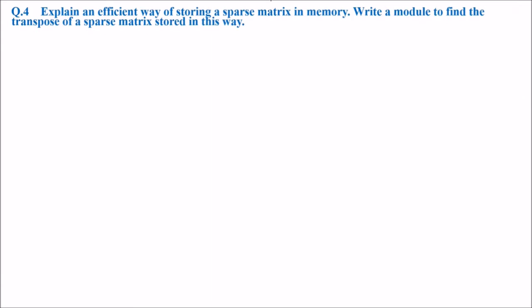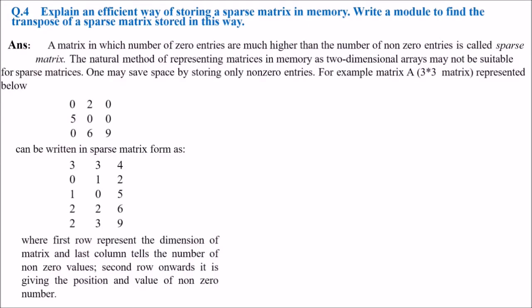Explain an efficient way of storing a sparse matrix in memory. Write a module to find the transpose of a sparse matrix stored in this way. What exactly is a sparse matrix? First understand that. A matrix in which the number of zero entries is much higher than the number of non-zero entries, we term it as a sparse matrix.